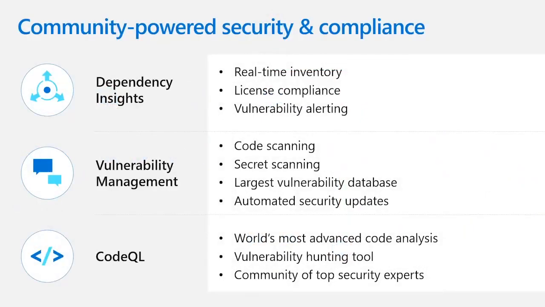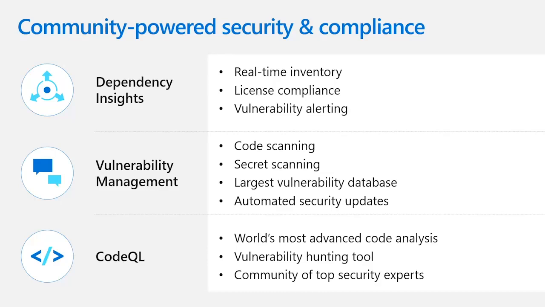This is where we get to tie in GitHub. GitHub offers community-powered security and compliance. It gives us dependency insights where we can actually see the history for that dependency, for that package. We get things like real-time inventory. We can see license compliance. Is this package actually in compliance with the licenses it claims to have, or is something else going on in the background? We can even get vulnerability alerting. We also get to take advantage of vulnerability management.